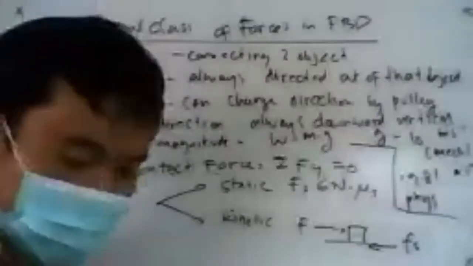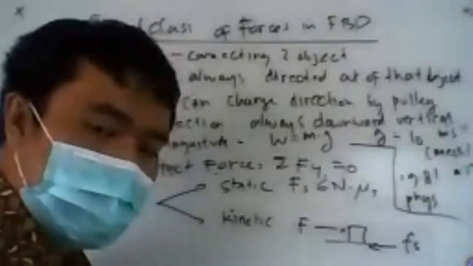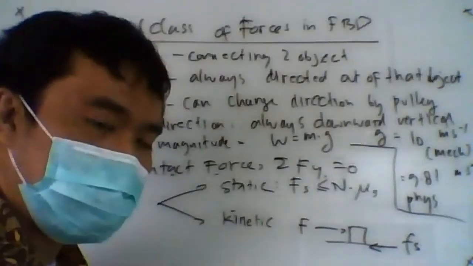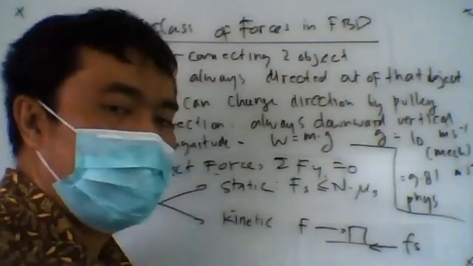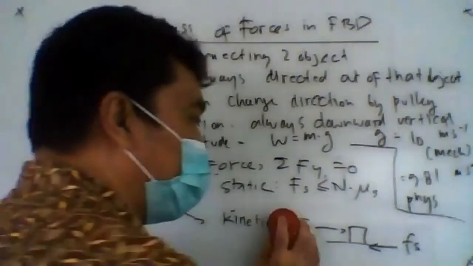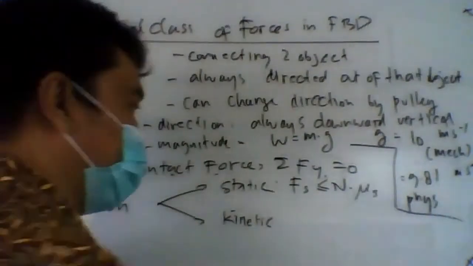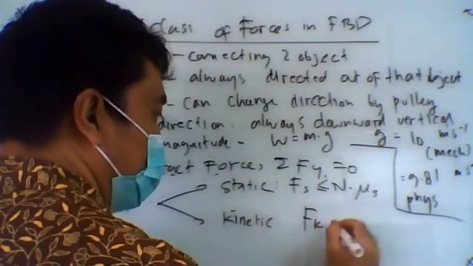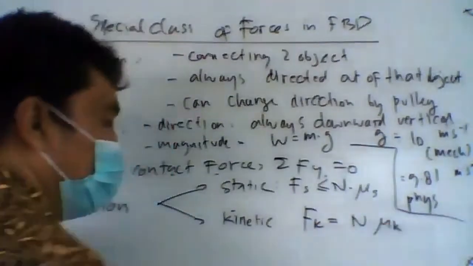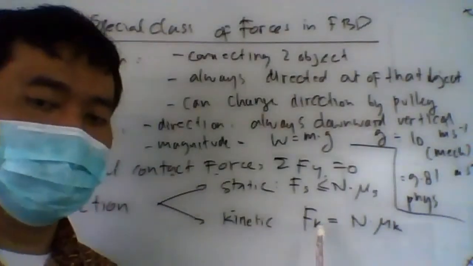Now, maybe you can feel that when you try to push something, initially it's very hard. The object is pushing back at you. But once you can make the object move, you will feel that the pushback from the object is going to be smaller. And that is what happens in real cases. The kinetic friction, on the other hand, is a constant.